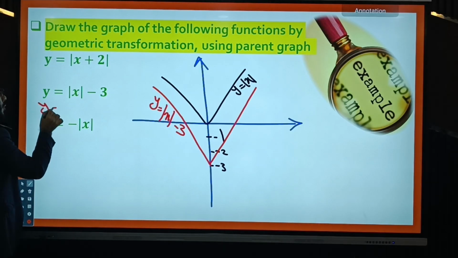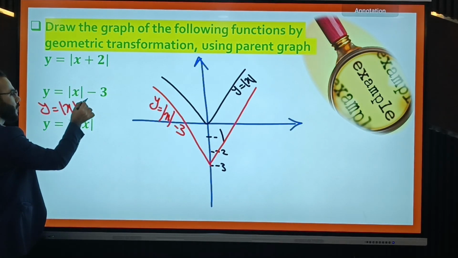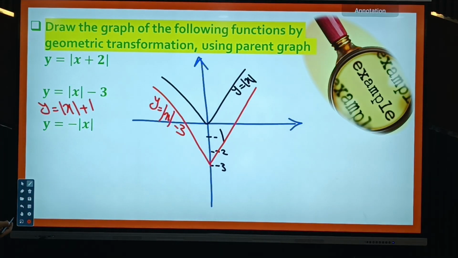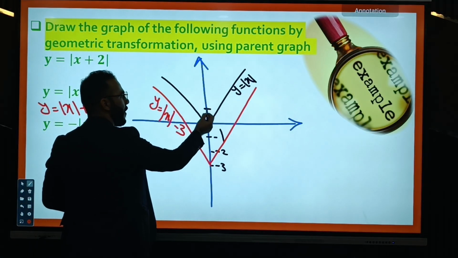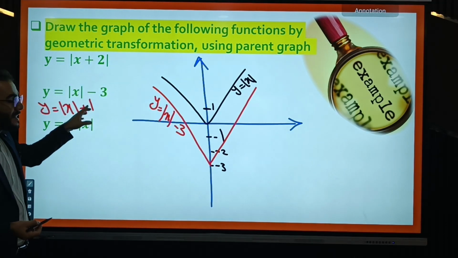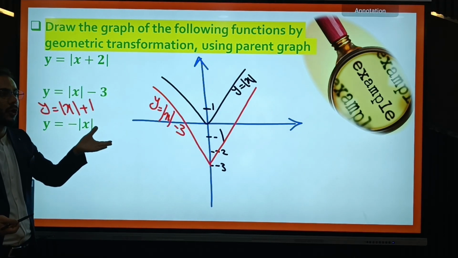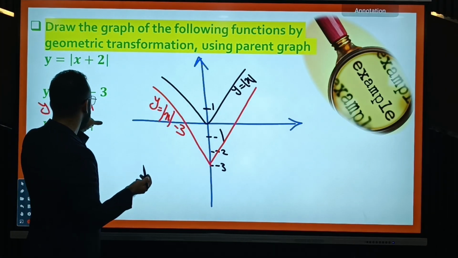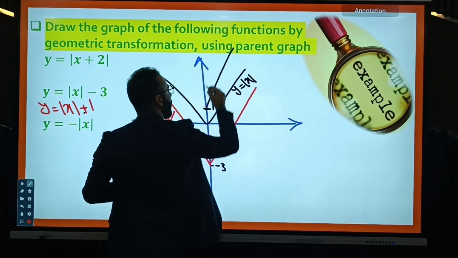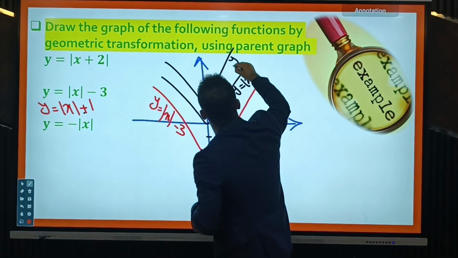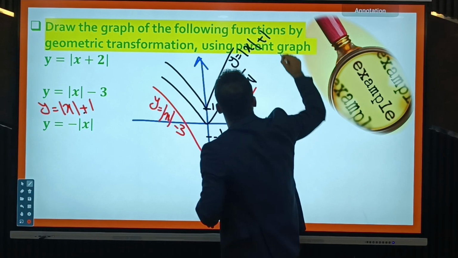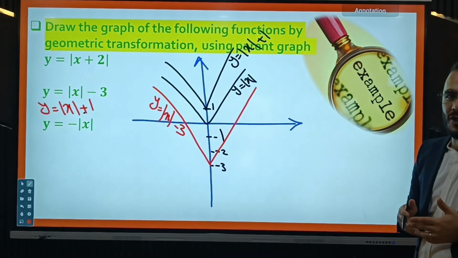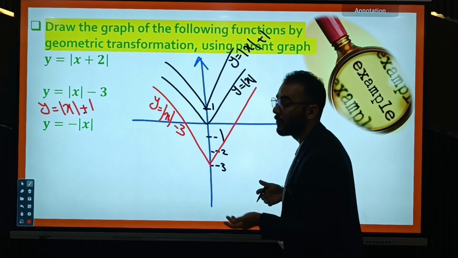Imagine if we have y equals absolute value of x plus 1. How are we going to find this one? Imagine here is 1. Since 1 is outside, we will move vertically. Is it positive? Yes, so go up. For how many units? One number, 1 unit. So the new function is y equals absolute value of x plus 1. This is how we deal with transformation of an absolute value function.